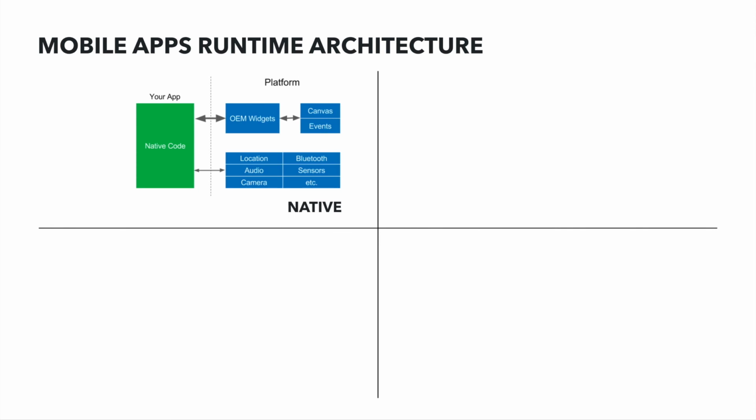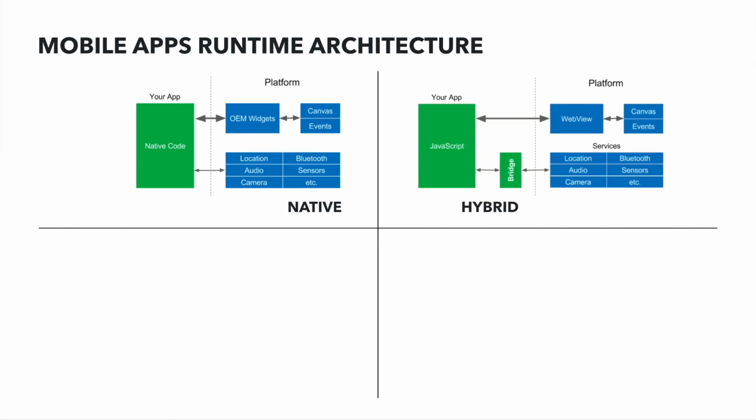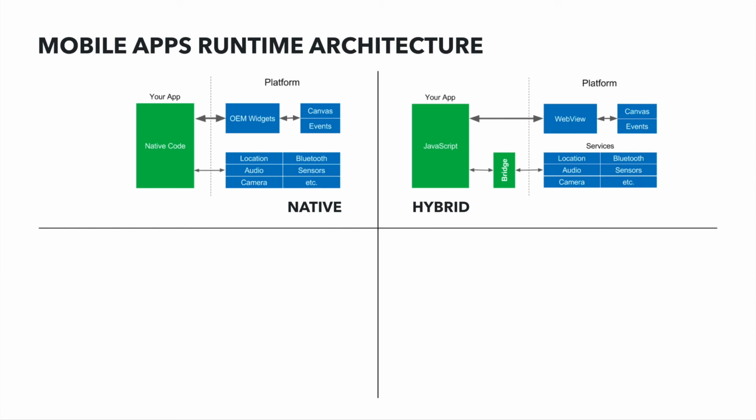To sum up, we discussed initially how the native architecture is. Let's show now how the hybrid architecture is. You have your JavaScript code, necessarily JavaScript, and then you communicate with a web view, which is a browser engine, and also you have a bridge, which is normally Cordova, to communicate with some services.